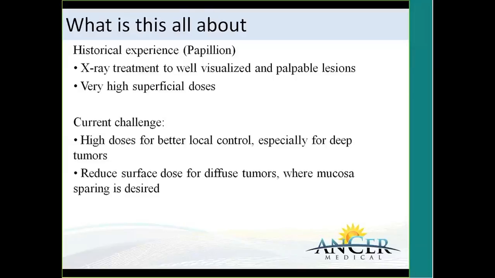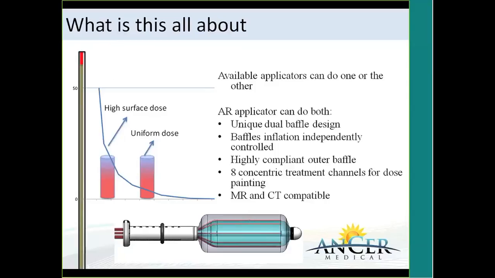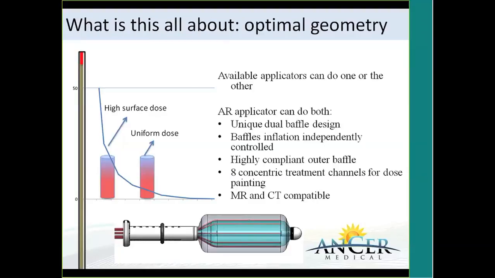So what we need to do is look again at the 1 over r squared, and this is really what this is all about, this curve right here. When you are close to the source, you are at the steep segment of the inverse square curve. That means that if you want to prescribe to the edge of the tumor, this is your applicator lumen, and you are this far away from the tumor, this part of the tumor will get a huge dose. The surface will get a very, very high dose.